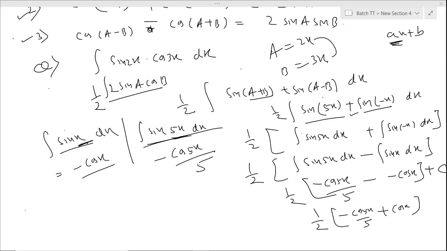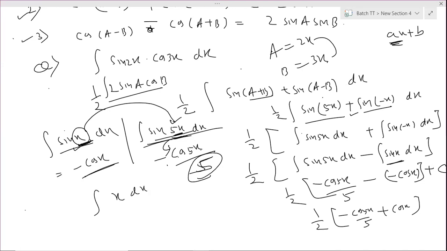See, integration of sine x we know as minus cos x, right? So if I write x as 5x, nothing changes, right? The only replacement is that I multiplied with a number. So in this type of integration, you can just divide by that number. Integration of sine x is minus cos x, so integration of sine 5x will be minus cos 5x upon 5.